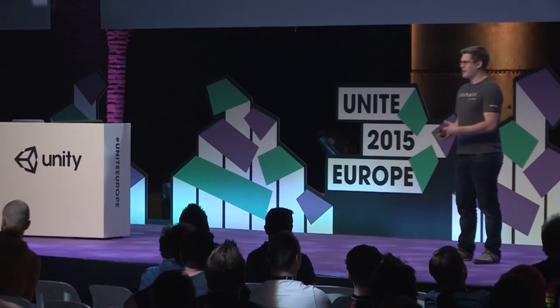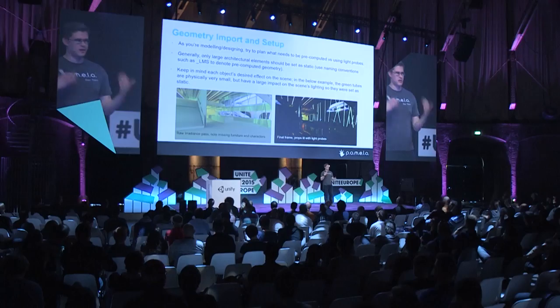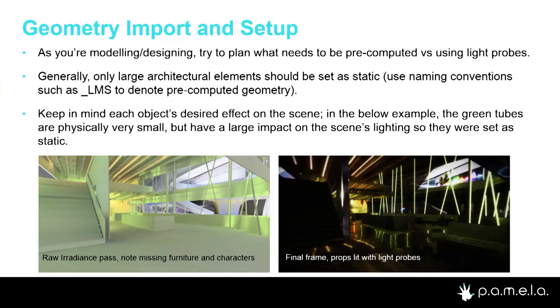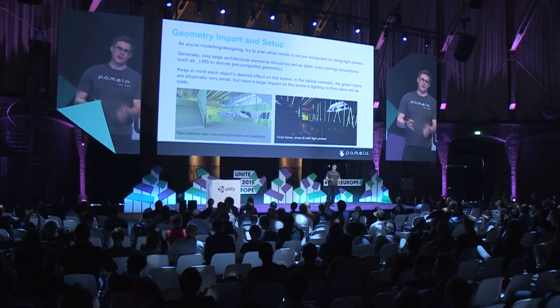Okay, so I'm going to start by looking at geometry creation, importing and setup. As you're modeling and designing your level, it helps to think about what's going to be static when I bring this into Unity versus what's going to use light probes. Those are the two major distinctions you want to focus on. Generally speaking, only large, significant architectural elements should be set as static. As a rule of thumb, you want to set as few things as static as you possibly can. The more that's static, the longer your pre-computes are going to take, and the more expensive it's going to be. It might look better, but you have to find that trade-off.